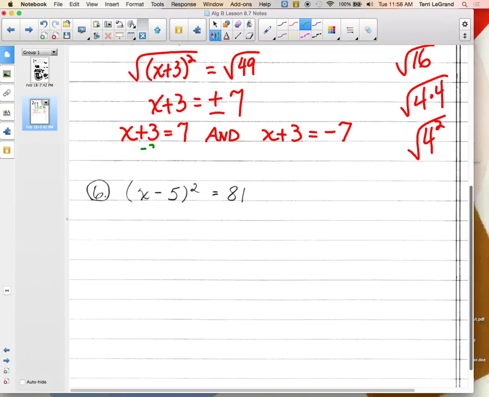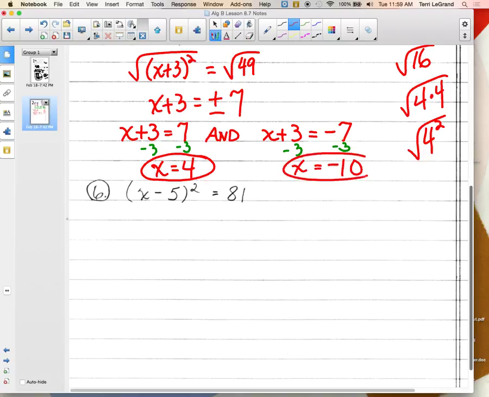We're going to subtract 3. And what's our first solution? x equals 4. 7 take away 3 is 4, right? And then over here, same thing, we're going to subtract 3 from both sides. What's our other solution? x equals negative 10. There we go.